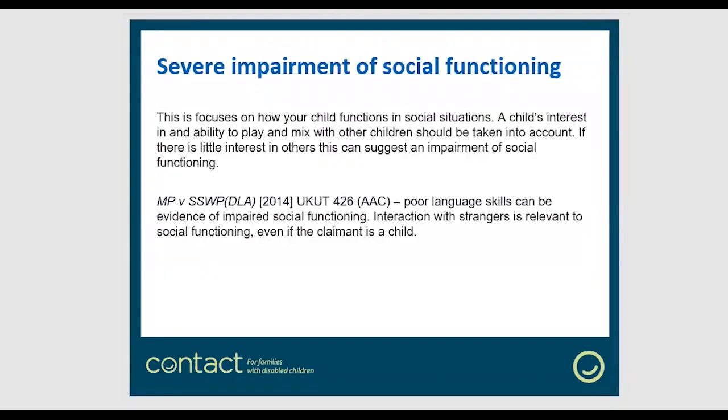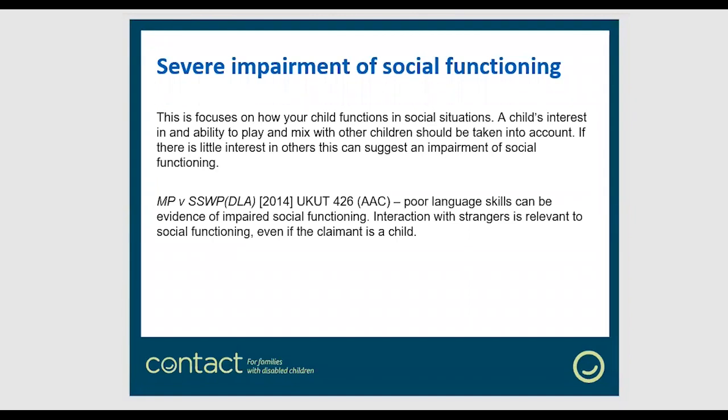So the other test that you have to show is that your child also has a severe impairment of social functioning. To be honest, we come across a lot less cases where this is in dispute, particularly where a child's on the autistic spectrum. It's usually accepted. But just to cover all the bases, this is really a test of looking at how your child functions in social situations. Things like your child's interest in and ability to play and mix with other children will be a critical issue here. If there's little interest in others, that would suggest an impairment of social functioning.